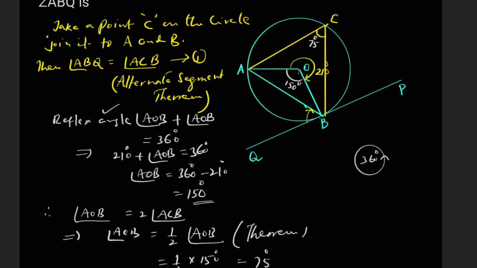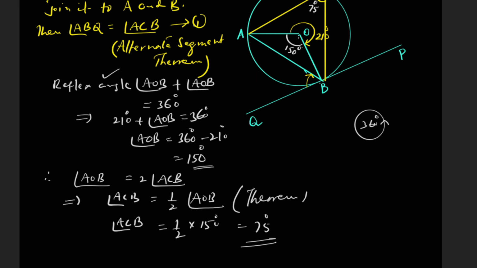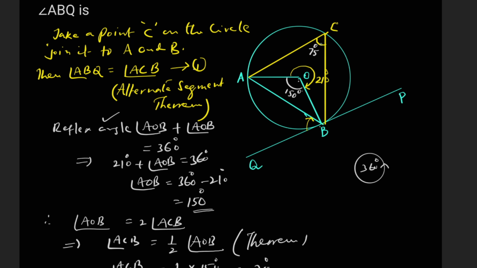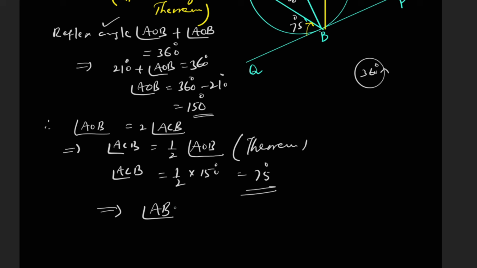ACB is how much? 75 degrees. Angle ACB we got as 75 degrees. This angle is 75, so ABQ will also be 75. It implies angle ABQ is equal to 75.